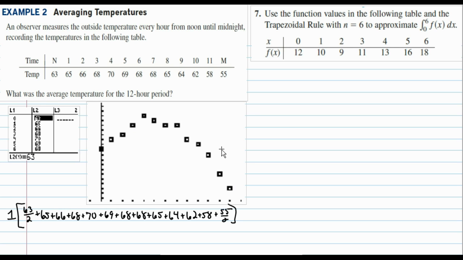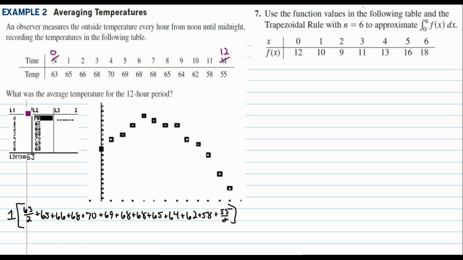An observer measures the outside temperature every hour from noon until midnight, recording the temperatures in the following table. So I called noon time 0, and then midnight 12 p.m., I guess, or 12 a.m., whatever. What was the average temperature for the 12-hour period? So the average temperature is what we're trying to find.